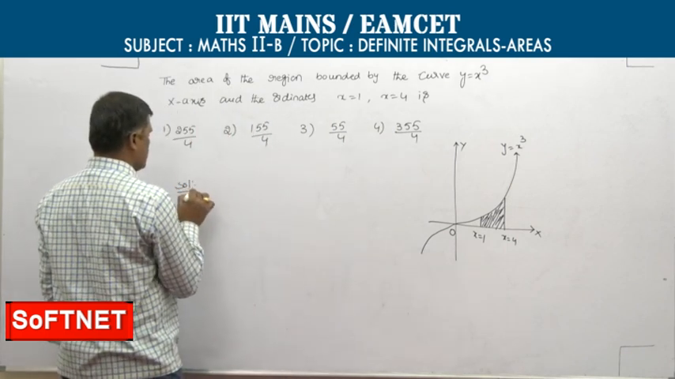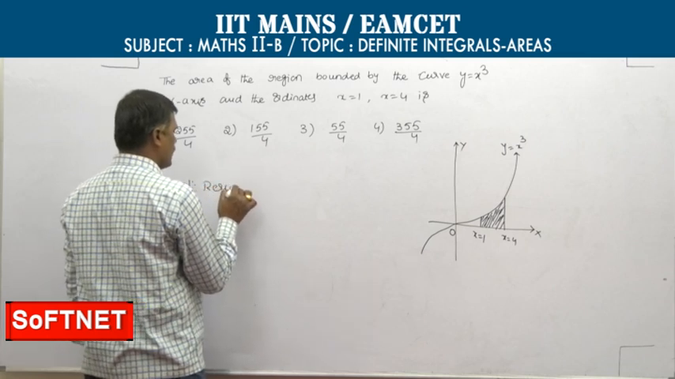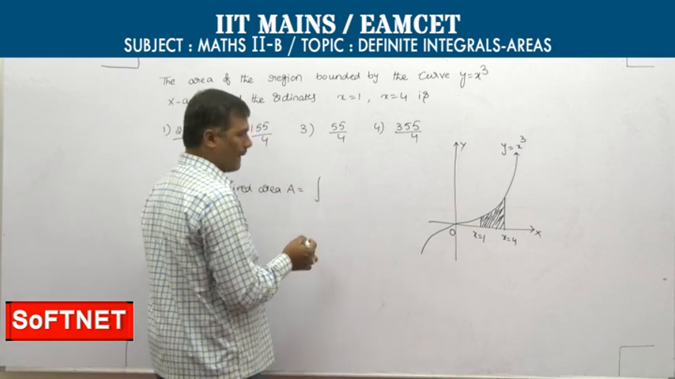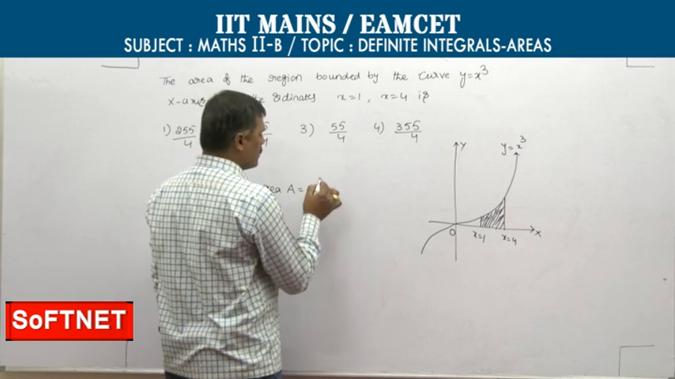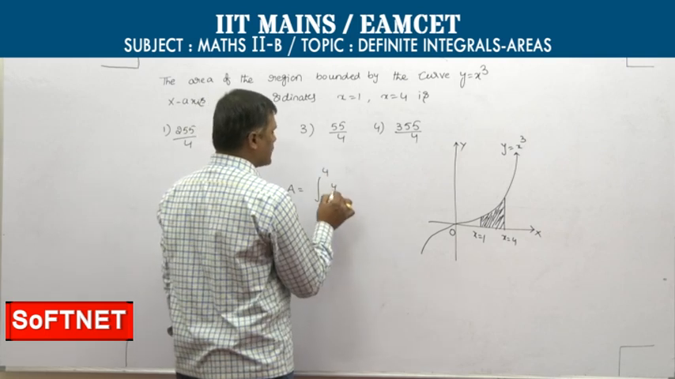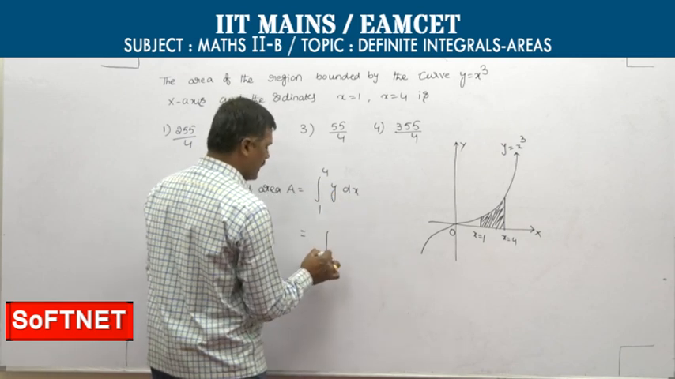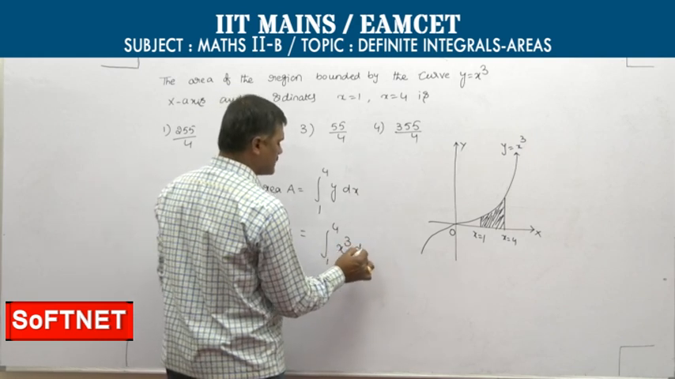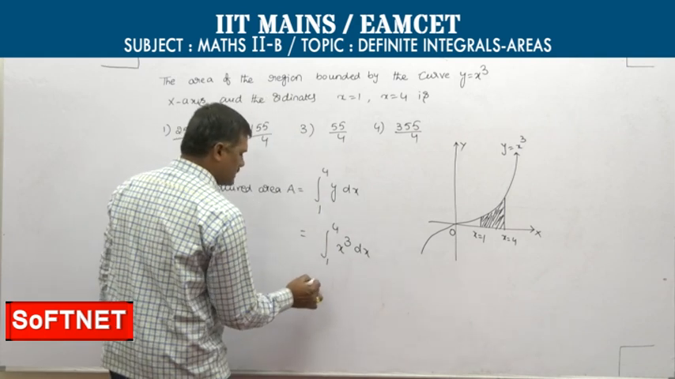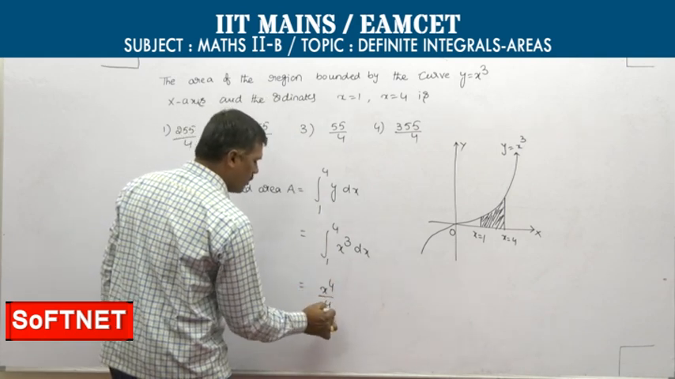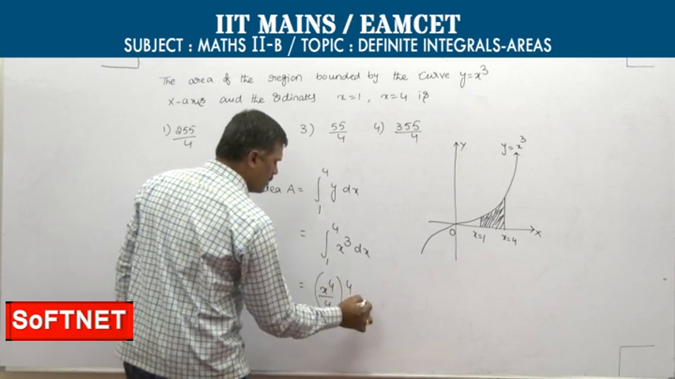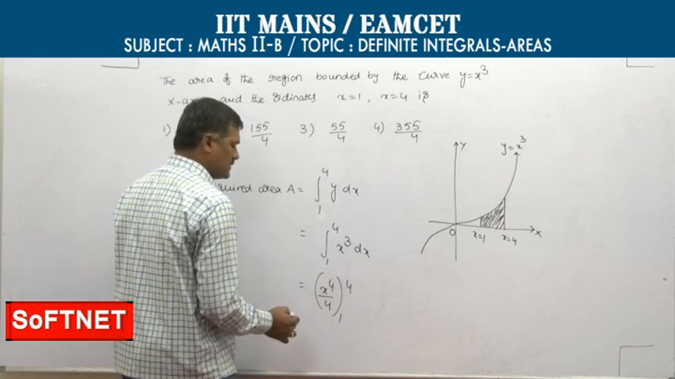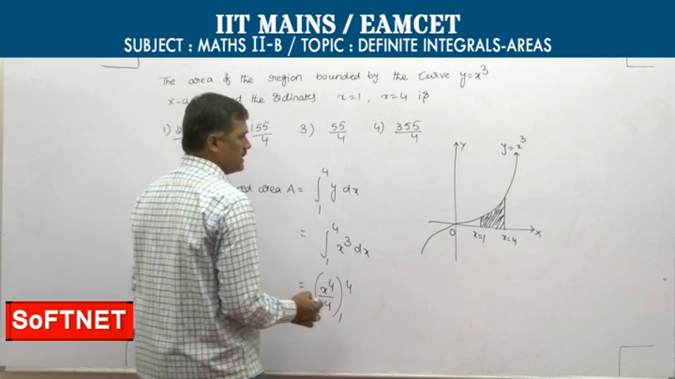Therefore the required area, A is equal to the integral with limits 1 to 4 of y dx, that is equal to the integral from 1 to 4 of y, which is x cube, dx. Integration of x cube is x power 4 by 4, limits 1 to 4, that is equal to upper limit 4 power 4, 4 4s are 16, 16 into 16 is 256.